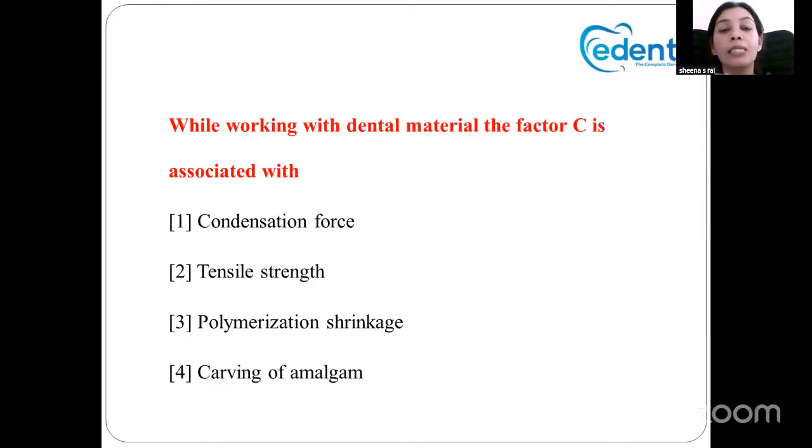So C factor is polymerization shrinkage. What do you mean by polymerization shrinkage? It is actually defined as the actual length by the total length. So we think that we actually give 100% of composite to a cavity and we cure that.